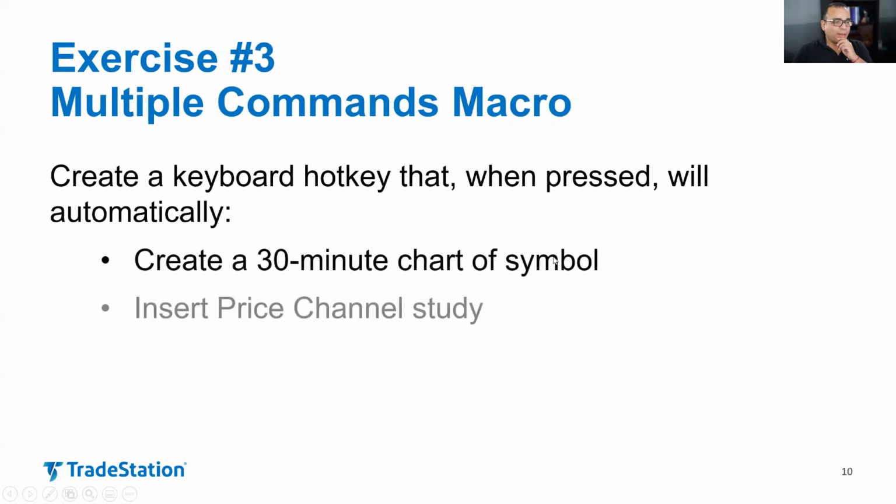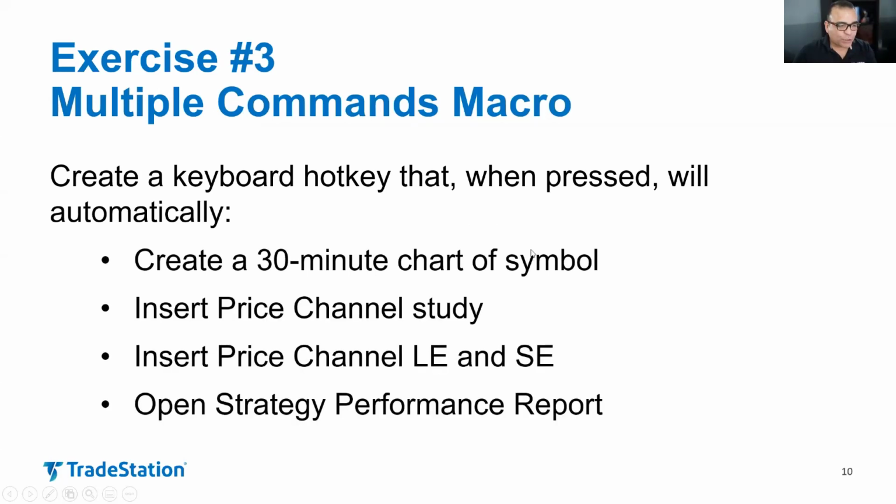Let's do a macro that does multiple things in sequence, because I think that's one of the benefits of knowing about macros and how they work right here in TradeStation. We're going to create a macro that does these 4 actions one after the other. It's going to create a 30-minute chart. It's going to insert the price channel. It's going to insert the price channel strategy, and then it's going to open up the strategy performance report. This is a very cool idea, and it just enhances the use of TradeStation, and it makes it very quick.